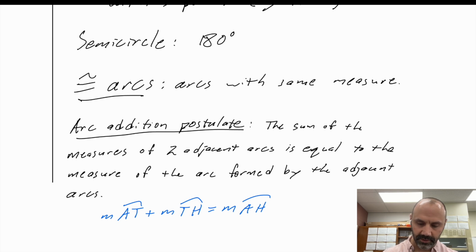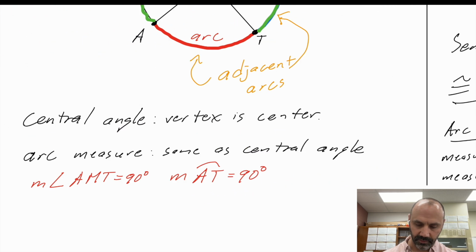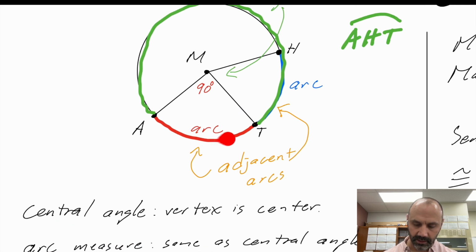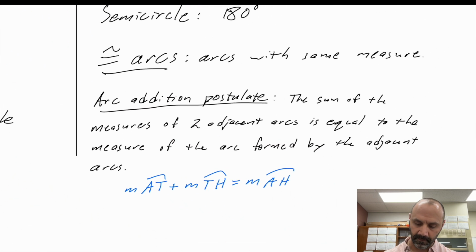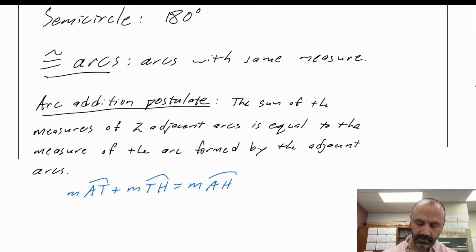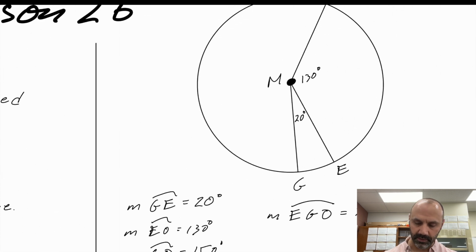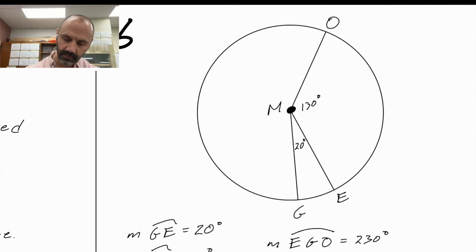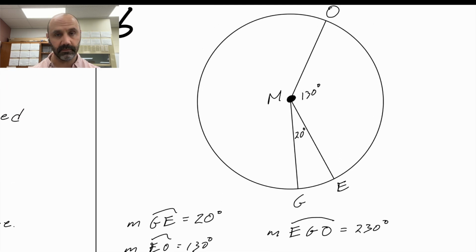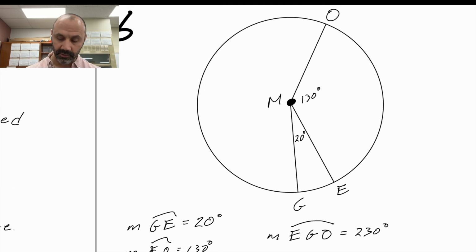Okay, and so here's an example of it from the circle here. The measure of arc AT plus the measure of arc TH equals the measure of arc AH. AH is still a minor arc, so we only need 2 points to name it. And there it is. Here's another example. A big circle, and I've got the points labeled G, E, O, and M. Those points to catch on. It's like geometry, right? Anyway, the measure of arc GE is 20 degrees.